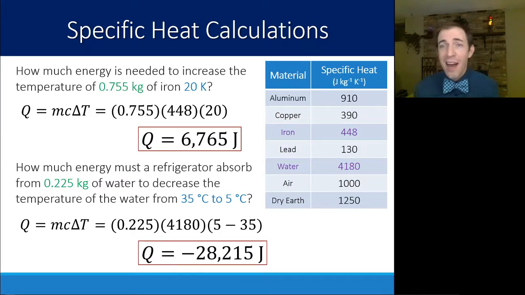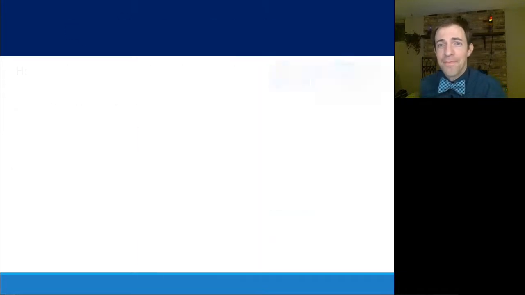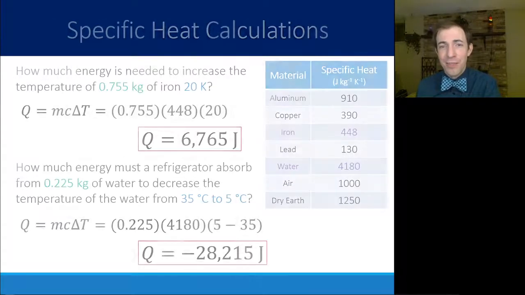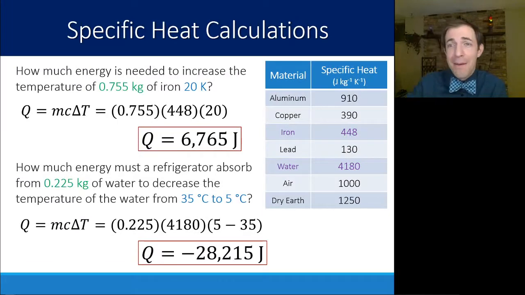So typically we don't talk about energy in terms of positives and negatives. We would never say that an object had negative kinetic energy. But in this case, that's a really useful way to define that. We say that this water is losing 28,000 joules of energy, and because of that, the refrigerator had to absorb that energy to remove it from the system. So those are some more simplistic examples of the specific heat calculation. Really just plug and chug, just figuring out M, C, and T.